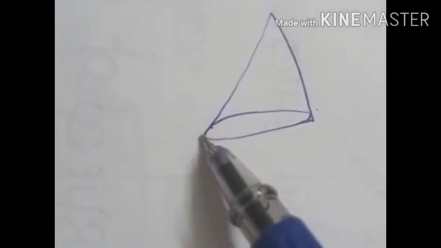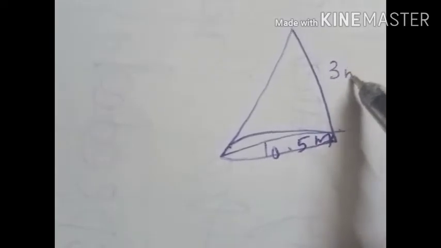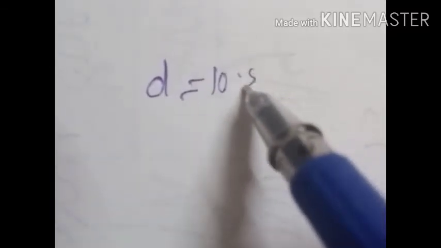It is given that the heap of the wheat is in the form of a cone whose diameter is given as 10.5 meter and radius we have to find. Then height is given as 3 meter. Height means it is the perpendicular height. This is given as 3 meter. Then here we have to find the volume of the wheat in the heap. So here diameter is given as 10.5 meter.